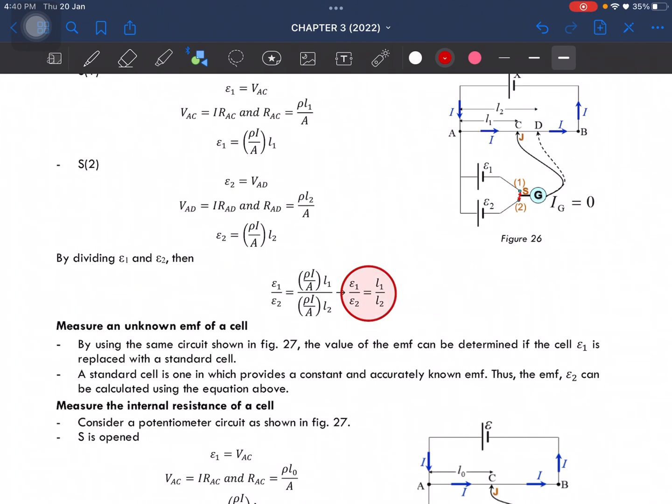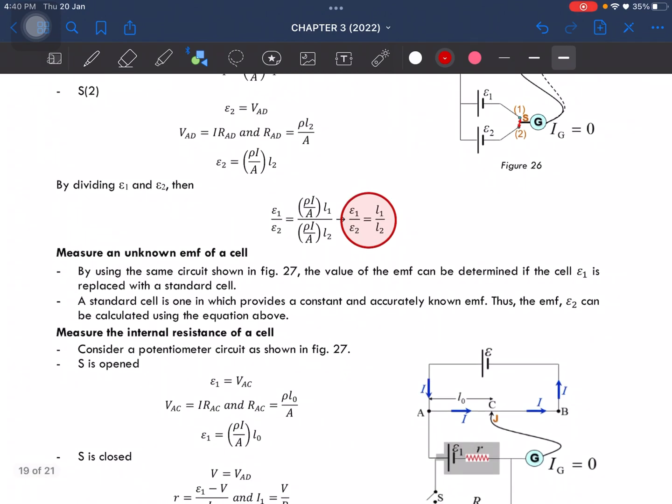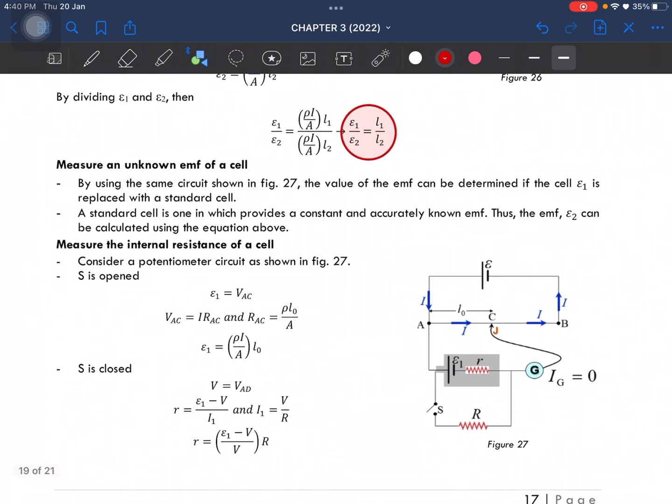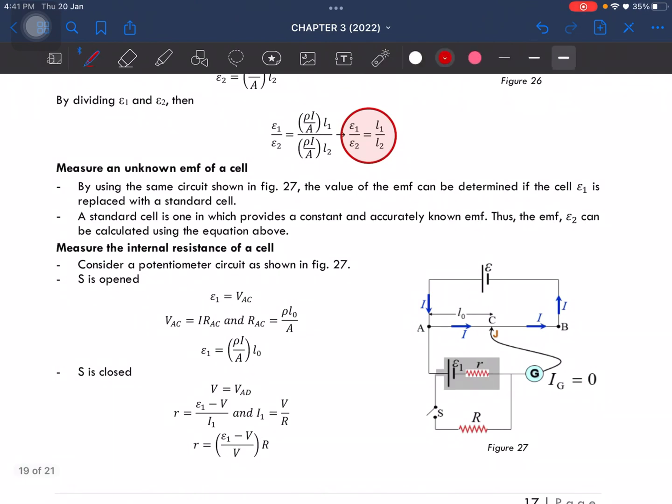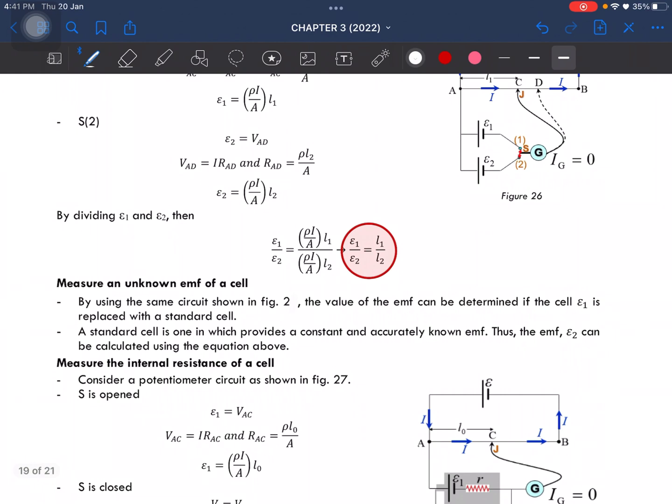Okay, so you will understand this more when you start doing the exercises. Now the second application, to measure an unknown EMF of a cell. So by using the same circuit as shown in figure 27, so we are going to calculate, wait. Oh, it's not figure 27. This one should be the same circuit, which is figure 26.